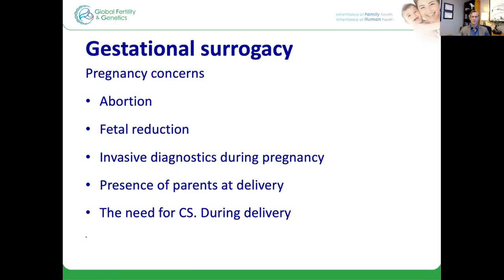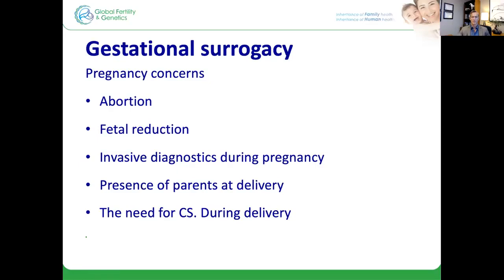There are some invasive procedures during the pregnancy that might be needed to diagnose problems with the pregnancy, and the surrogate has to be comfortable with that, including amniocentesis or CVS, chorionic villus sampling, where we take a sample from the placenta to diagnose some problems with the baby. So these are things that will be discussed always with the surrogate before the cycle.